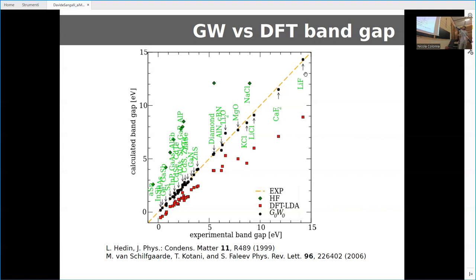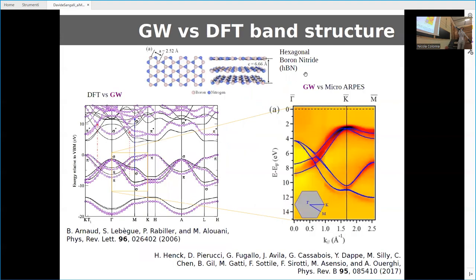Well, this is one of the main achievements of GW, but of course now you can get similar results also with hybrids, Koopmans functionals, and other approaches. But with GW, you can do even more. So one of the points is that you don't get just the band gap correct, but also the bandwidth. And this is shown in this picture.